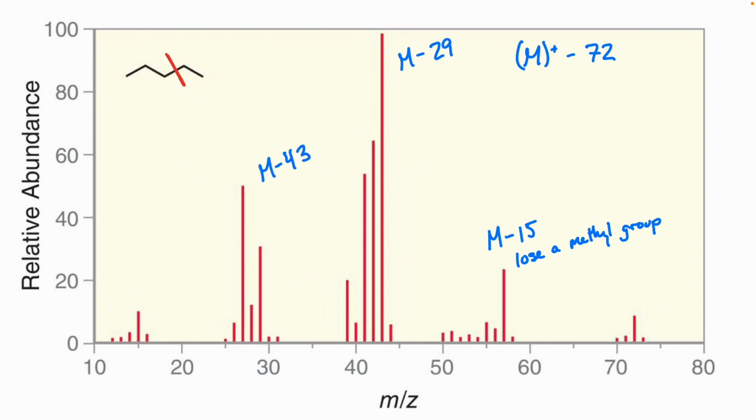And then this one, I guess, is just that methyl group, right? So whatever, 72 minus 15, what do we say that is? 57. Right, so now I lost an ethyl group, I lost a propyl, and I lost a butyl.